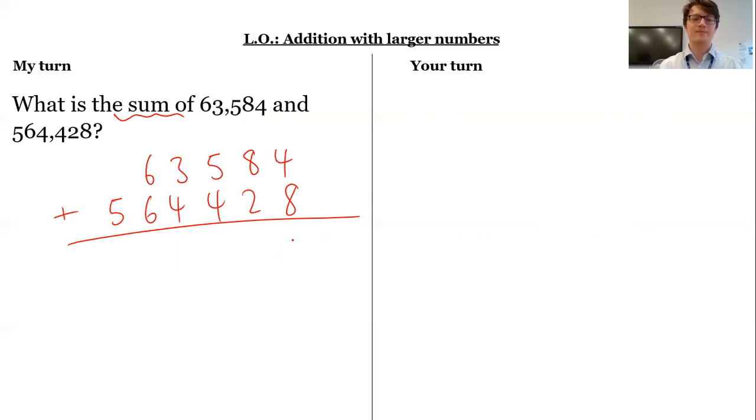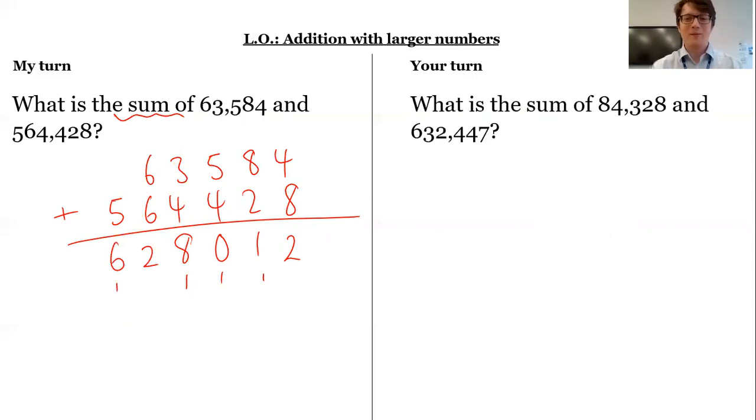this up really carefully. 4 and 8 is 12. 8 and 2 is 10. Add the 1 is 11. 5 and 4 is 9. Add the 1 gives me 10. 3 and 4 is 7, add the 1 is 8, 6 and 6 is 12, 5 and 1 gives me 628,012. Your turn, pause, unpause when you're ready for the answer.